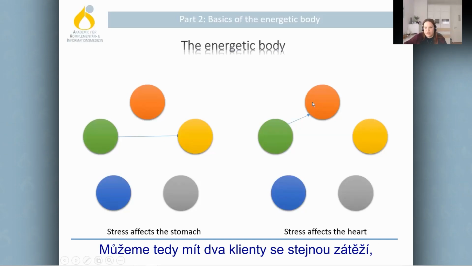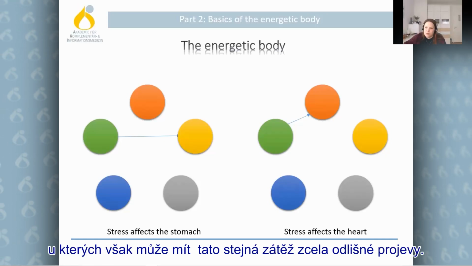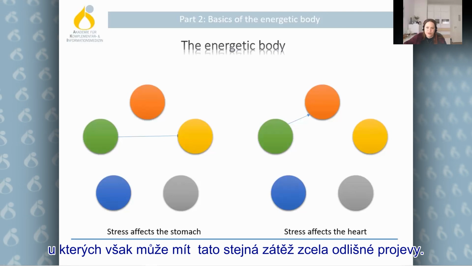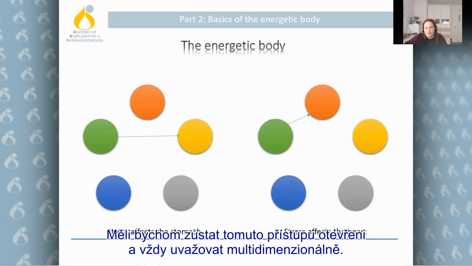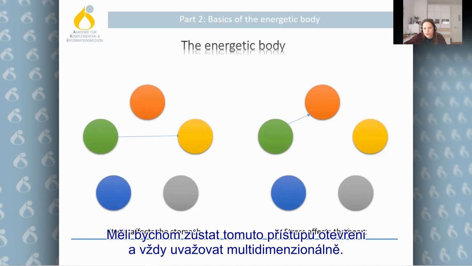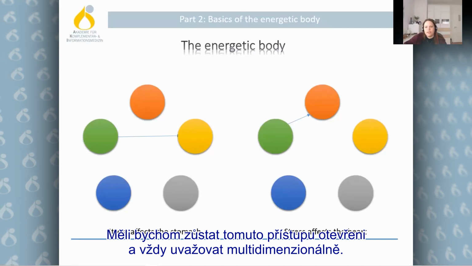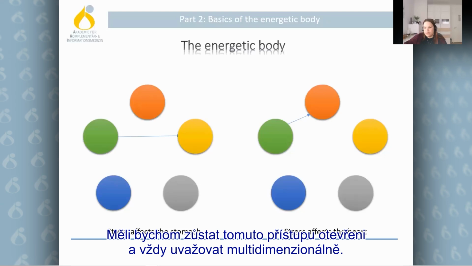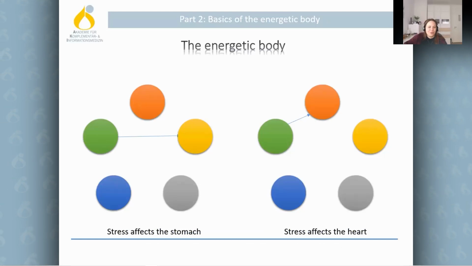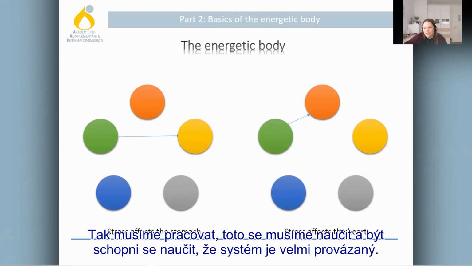So we can have 2 patients having nearly the same kind of stress, but the stress is presenting itself in different ways. So what we have to do is stay open to this and always think in a multi-dimensional way. This is what we have to do and what we are able to learn with the system, to look much bigger than we do now.